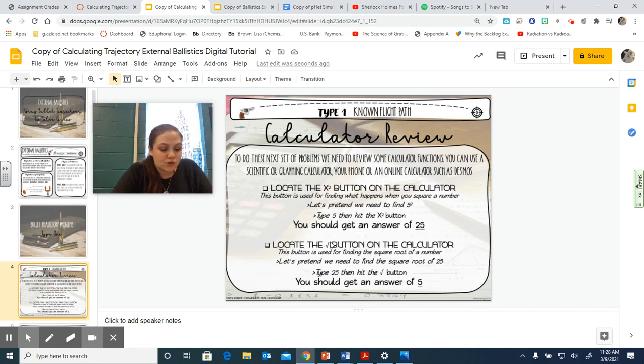Locate this little square root button. On my scientific calculators, for the ones we have here in class, I'm going to have to hit the second and then that same button that I was using already, and now it has the square root function. So I hit second and then that to make it pull up. You figure out how to get your square root button to work. Let's pretend we need to find the square root of 25. So put 25 in there, and it should equal 5 back. Okay, so those are the 2 functions we're going to need to be able to use.